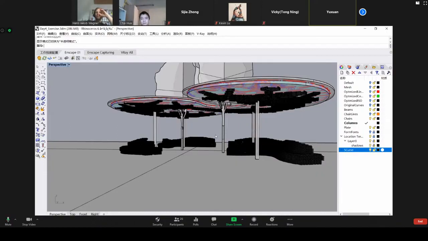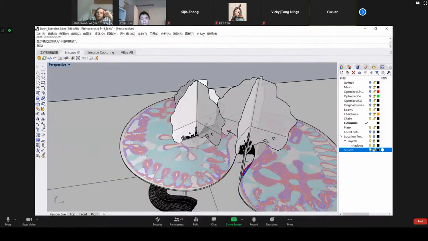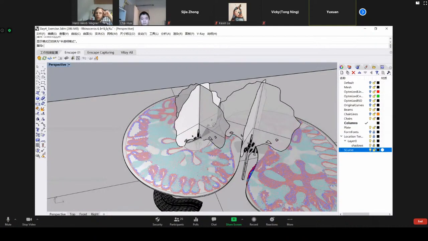I also would put a bit more emphasis maybe on the trees, and just make sure that they don't collide with the slab. Right, from the top views, it seems that they kind of go into the slab. I'm not sure. Maybe it's just a visualization thing.